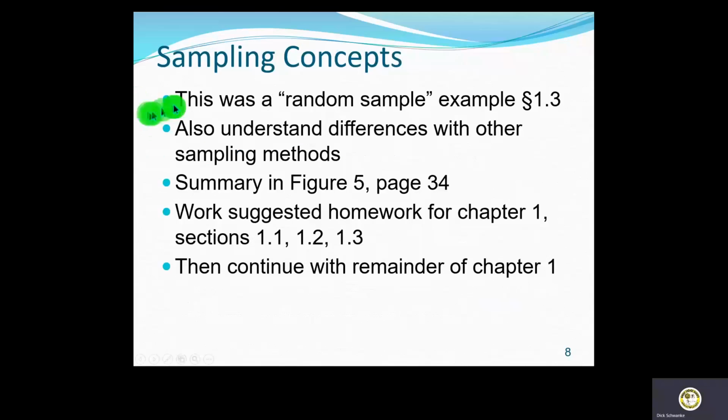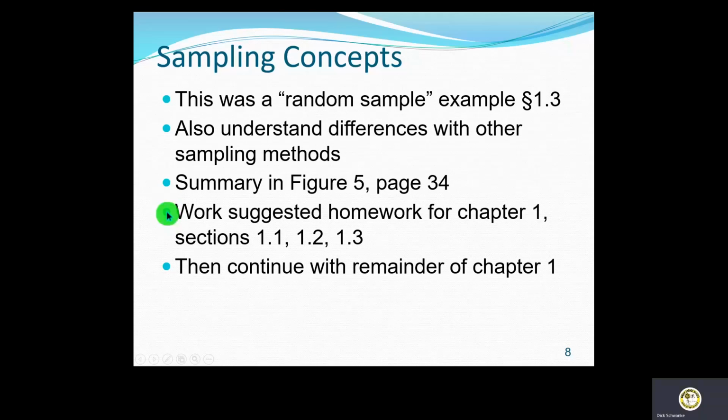So this was a random sample that we did of choosing the presidents. And you need, by way of this example, to realize there's a difference between random sampling and some of the other sampling methods like convenience, systematic. There's a nice summary figure on page 34, figure 5, and that's actually the easiest way to do that.